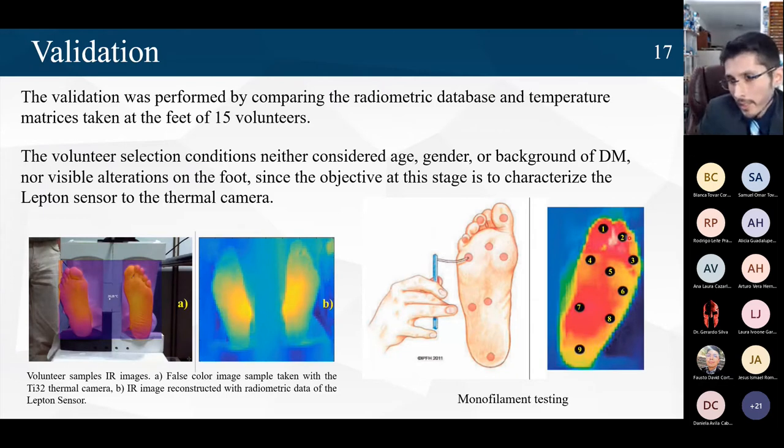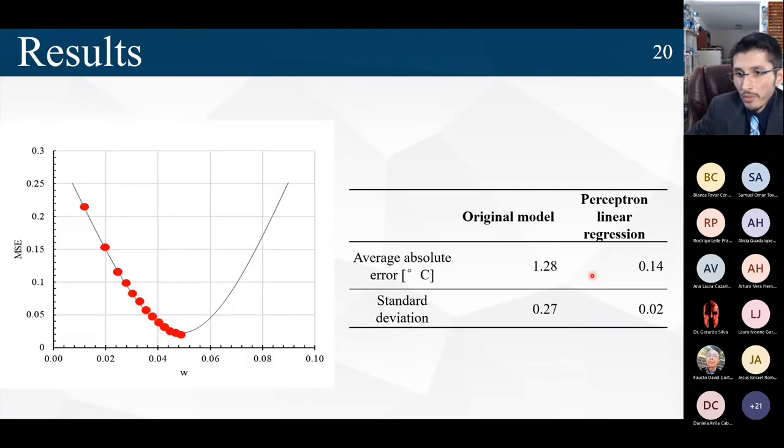This data was compared by nine different areas, which fits the monofilament testing. It's a testing in frequency, and we took the average of these nine areas. In such a way, we compare each model. So we finally find in this table that the error was reduced at least 10 times.